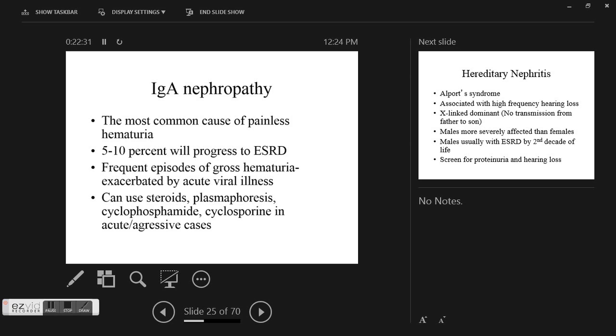Aggressive cases, everything's been tried, quite frankly. As a nephrologist, we end up throwing the book at them. We do steroids, we'll consider plasmapheresis, because what you want to do is just mitigate the disease process so it doesn't progress to end-stage renal disease.